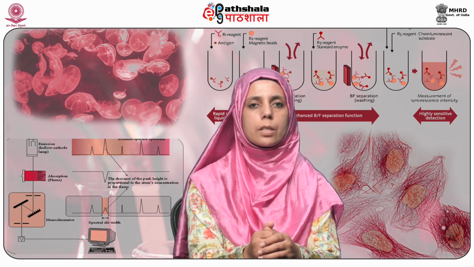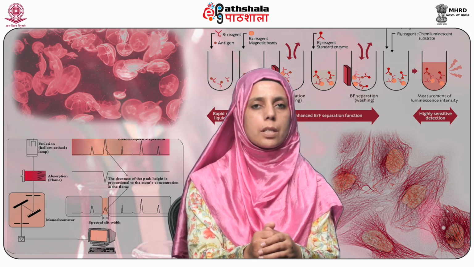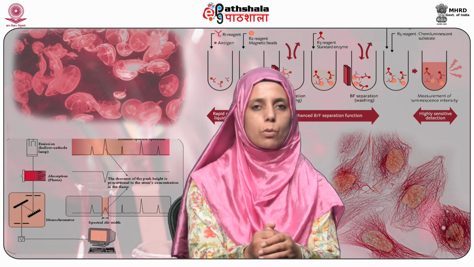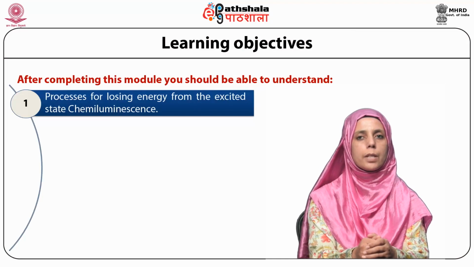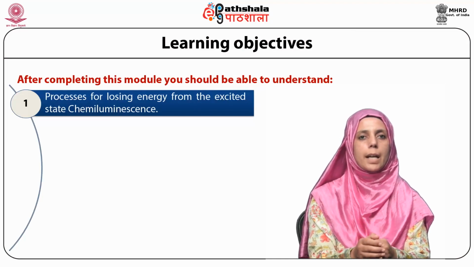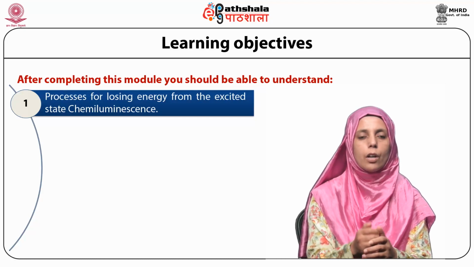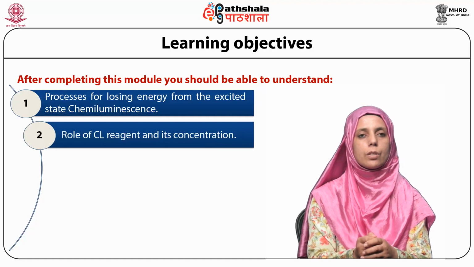Today we are going to discuss a module, Factors Influencing Chemiluminescence Emission, under the paper Atomic Spectroscopy. After completing this module, you should be able to understand the process of losing energy from the excited state of luminescent reaction systems, and the role of chemiluminescent reagents and their concentration.